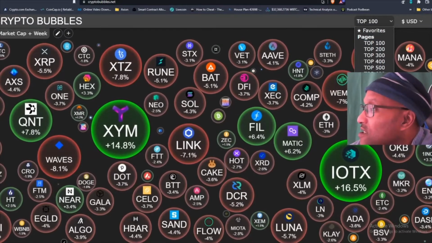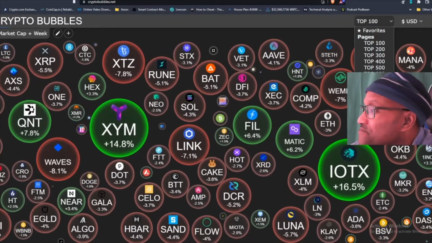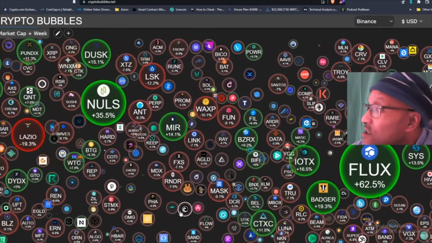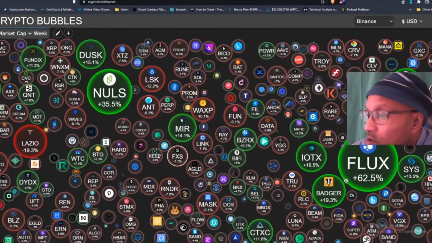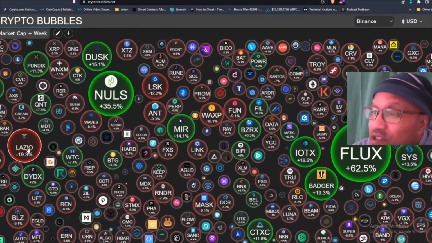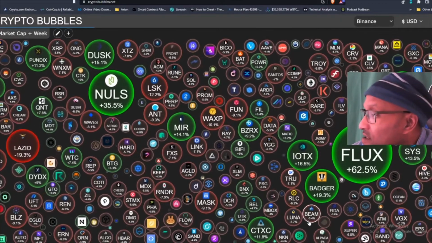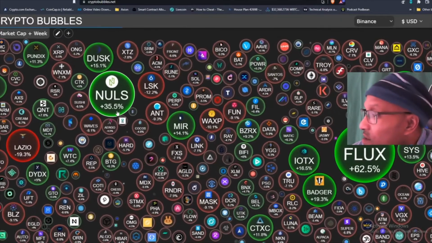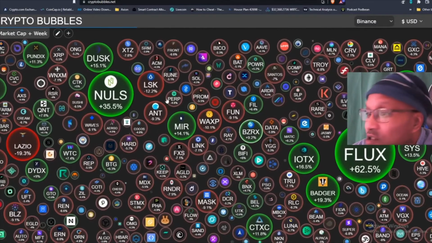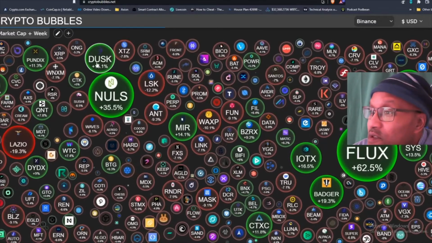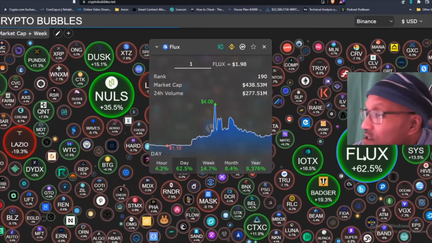So let's go by Binance. See how it changes over? There we go. We get the top coins on Binance. Damn, that's not good. That's down 19%. Whatever that is, I don't even know what that is. So we got Flux, IOTX, Badger, Nulls is up 35%. This is up 62%. PundiX, 11%. Dust, 15%. What is Flux?